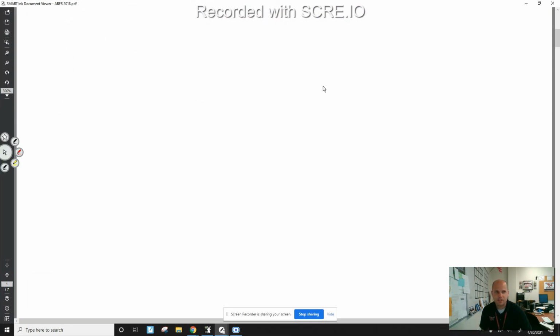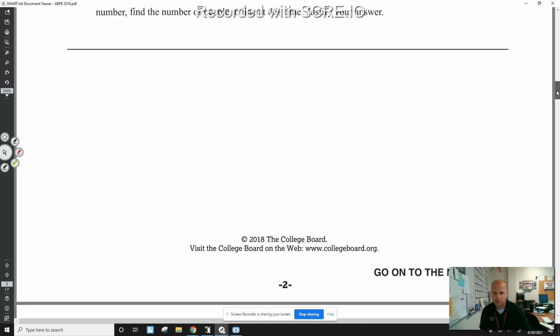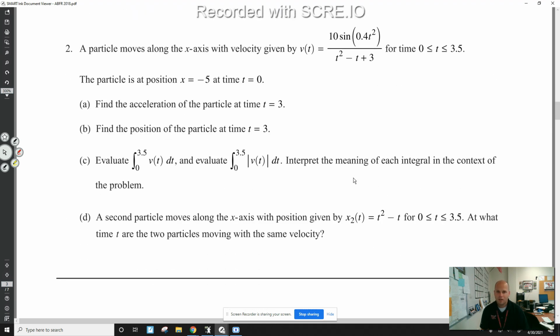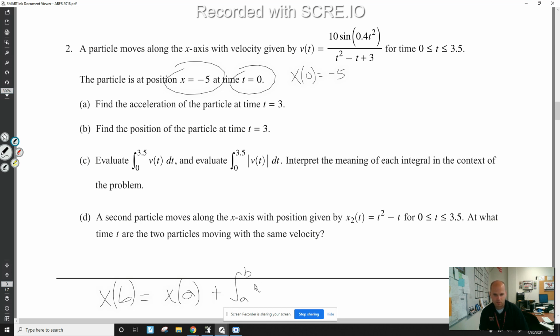Okay, number 2 means it's a calculator question, so get those calculators ready. Given a velocity, you're given an initial position. This is important, don't forget about this, because when you want to find a future position, you need to start with a known position and then find the change in your position. The change in your position is the displacement, which is the area under velocity.